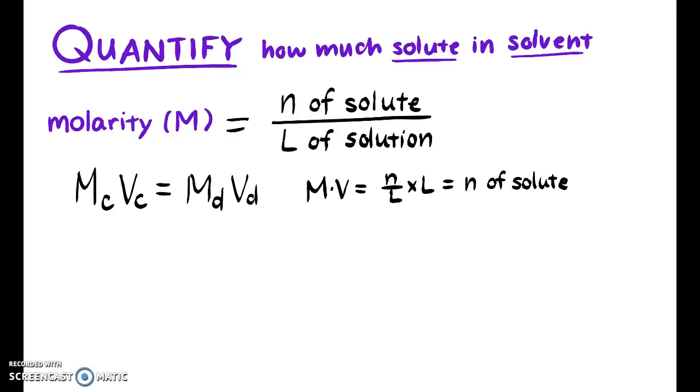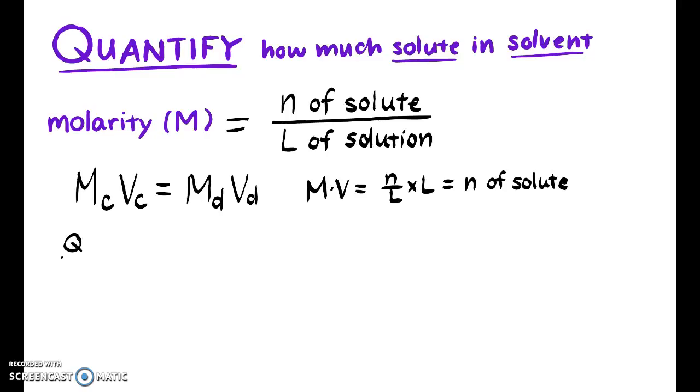Looking at this equation, we can recognize that when we're only diluting a solution, since we're not adding or subtracting any solute, we're only adding or subtracting solvent, the moles of solute never changes. It's only the volume in proportion to the moles of solute that will change. And that's where we get a dilute or more concentrated solution.